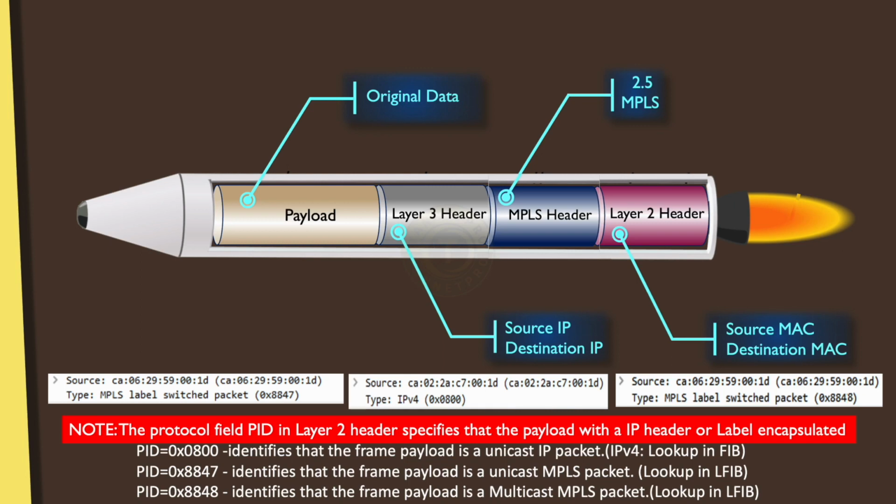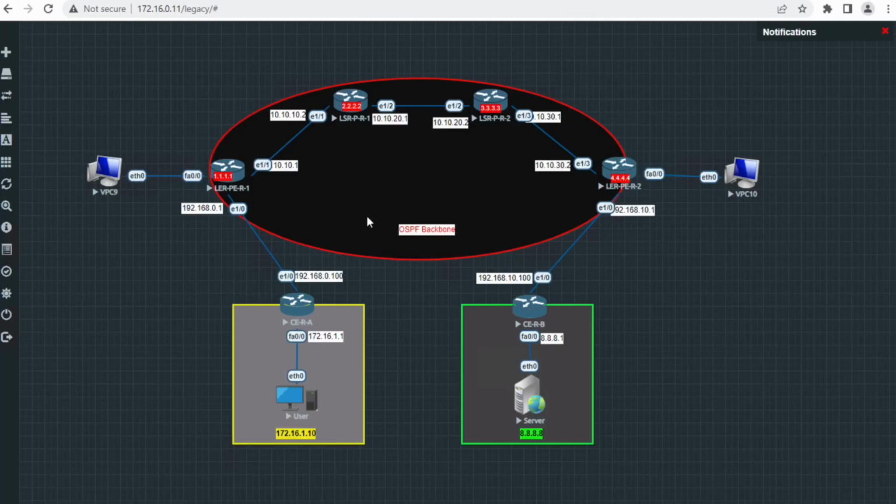Just now I have shown you a comparison of the IP packet and the MPLS packet. Now how will you understand whether it is an IP packet or an MPLS packet? How does the PID value tell you? Let me take you to the example I just showed you, for a live and clear understanding. So how do we understand?